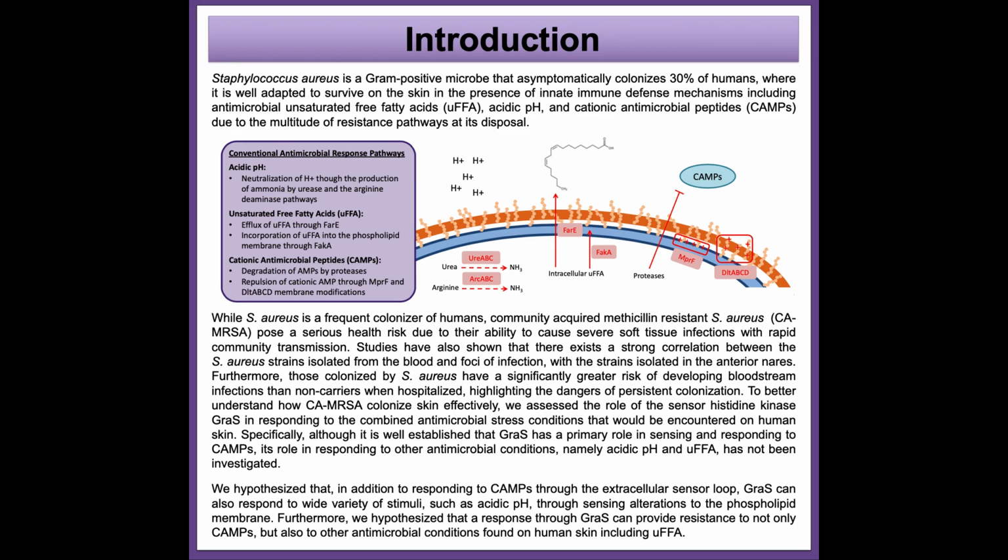Although there are a lot of pathways demonstrated here that provide resistance to Staphylococcus aureus, we became very interested in the sensor kinase GraS and what role it may play in responding to these harsh innate immune conditions.